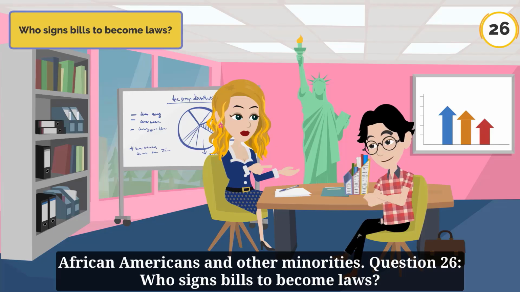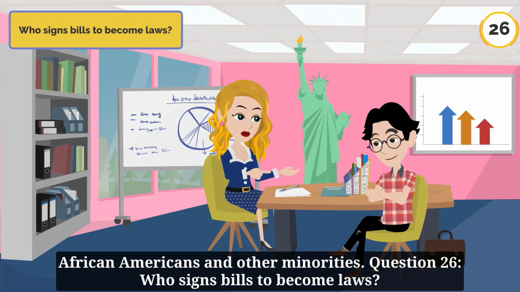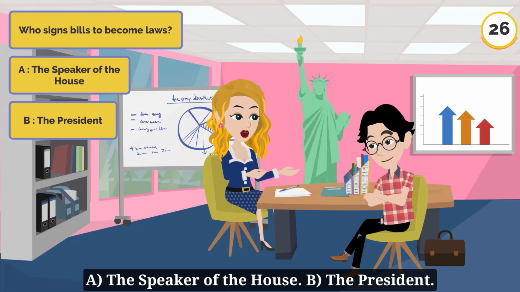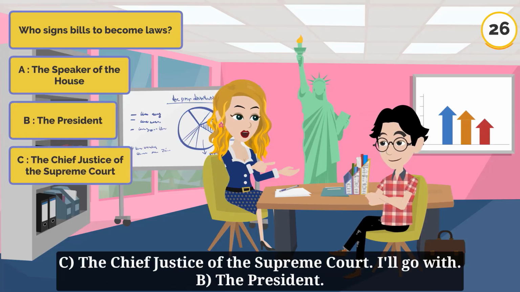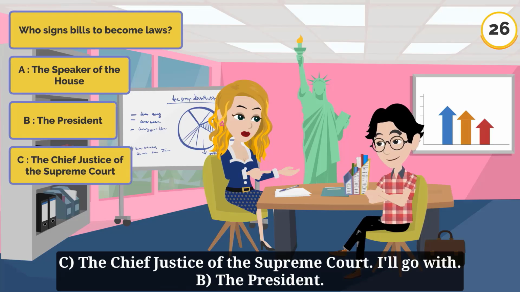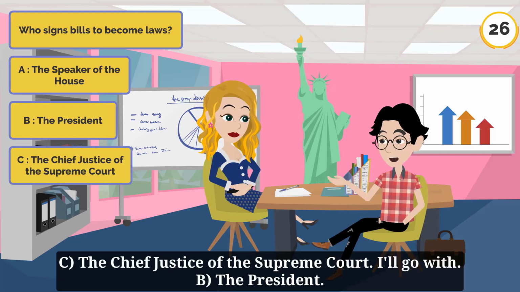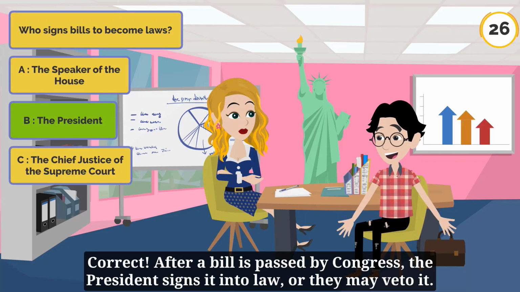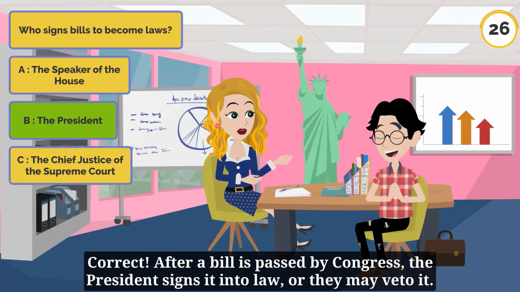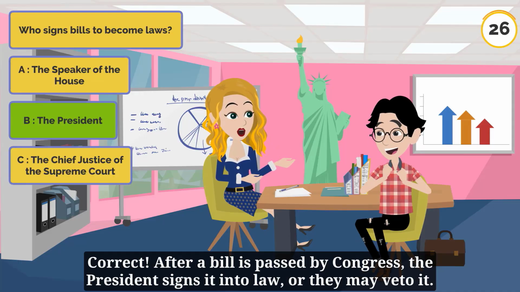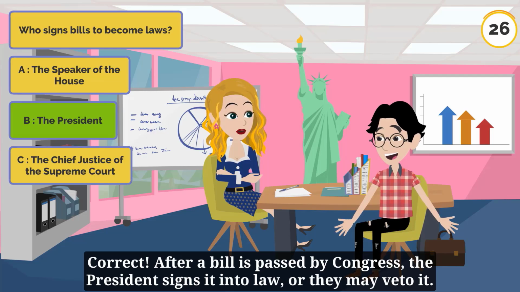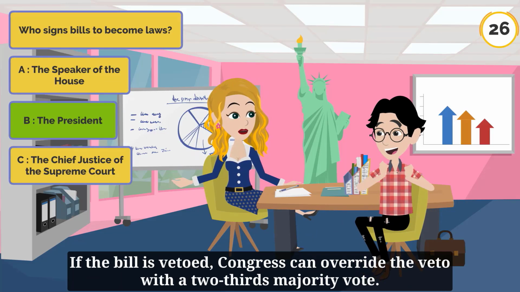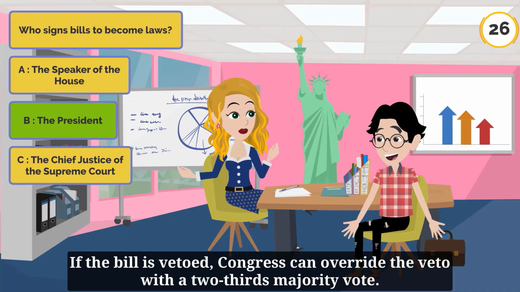Question 26. Who signs bills to become laws? A. The Speaker of the House. B. The President. C. The Chief Justice of the Supreme Court. I'll go with B. The President. Correct. After a bill is passed by Congress, the President signs it into law, or they may veto it. If the bill is vetoed, Congress can override the veto with a 2/3 majority vote.